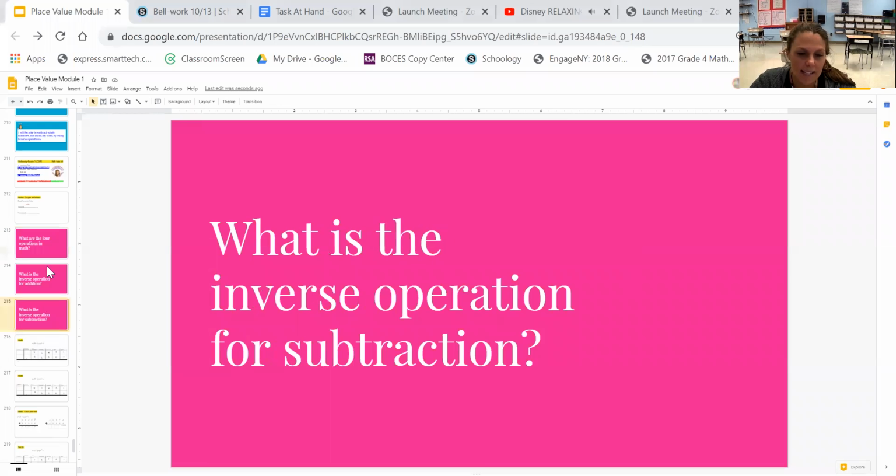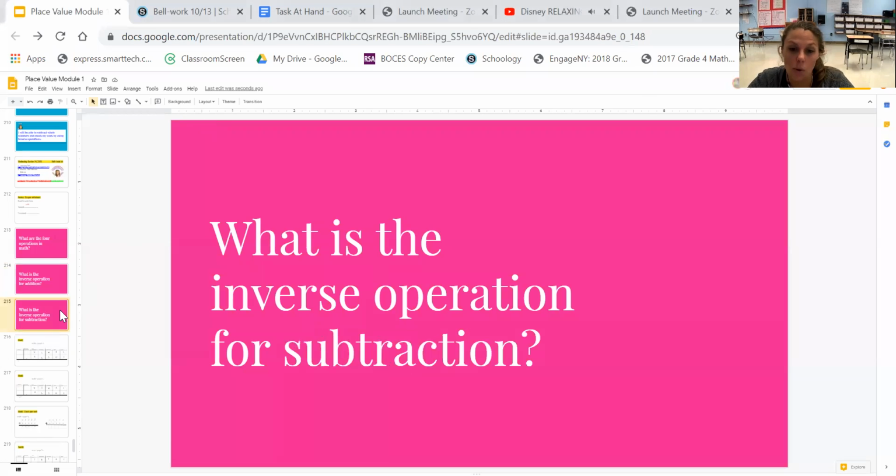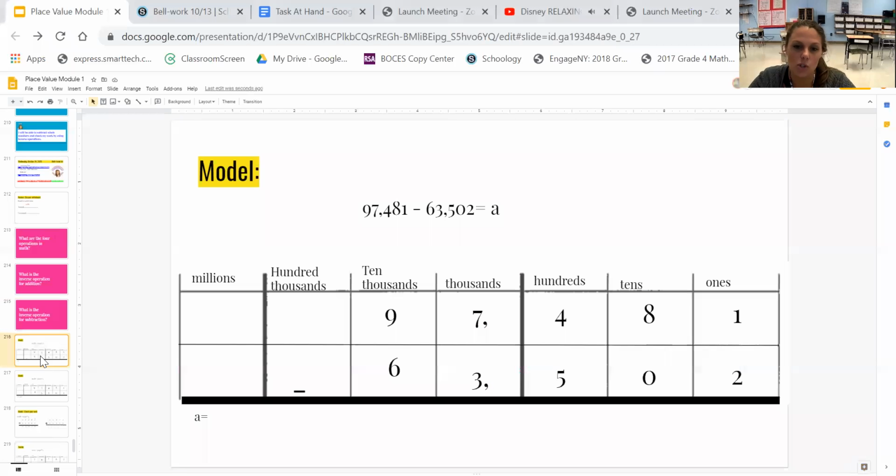Now, what is the inverse operation for addition? So what is the opposite operation when you're adding? Go ahead, write it on your whiteboard. Hopefully you said the opposite of addition is subtraction, right? Yeah, we've learned that yesterday. And then my next question is, what's the opposite of subtraction? Hopefully immediately in your head, you're like, oh, the opposite is addition. And that's true. The opposite of subtraction is addition. Good.